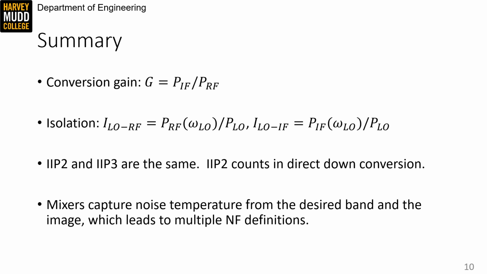So in summary, the conversion gain is the power at IF over the power at RF. The isolation from LO to RF is the power at RF divided by the power in the local oscillator. The isolation from LO to IF is the power in IF divided by the power of the local oscillator. IIP2 and IIP3 are the same in mixers as they are in amplifiers, and IIP2 is important in direct down conversion. And mixers capture noise temperature from both the desired band and the image, which leads to multiple possible noise figure definitions.